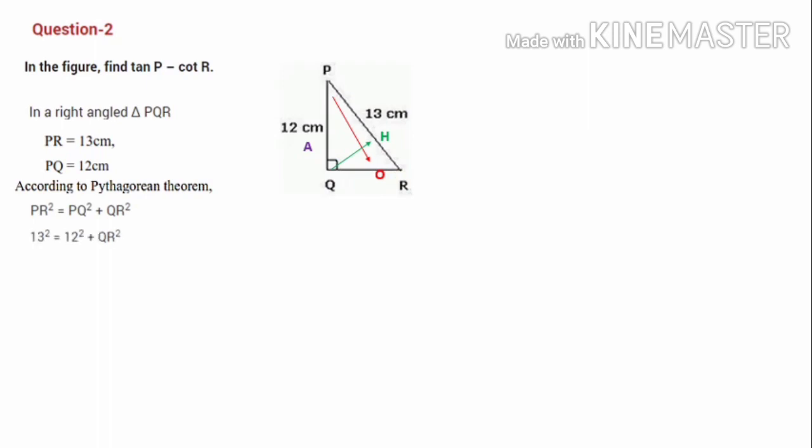Then substitute the values. PR is 13, PQ is 12, QR has no value. Then QR square is equal to 13 square, which is 169, minus 12 square, which is 144. This 144 we take to the left side, that is minus 144. So 169 minus 144 is equal to 25. From here we can calculate QR. QR is equal to root of 25. Root of 25 is equal to 5 centimeter. Let's write it on the diagram, that QR is 5 centimeter.